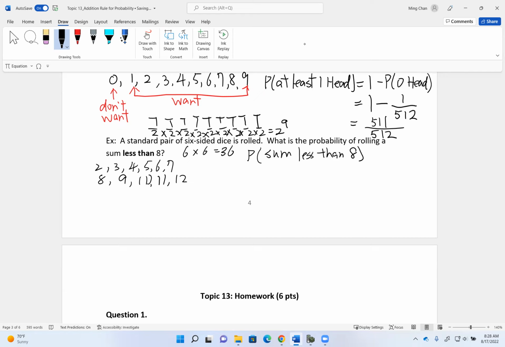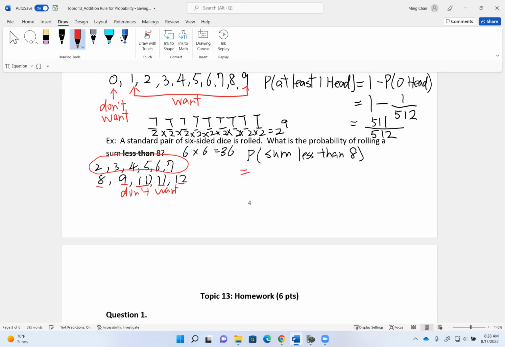What my question is asking is what's the probability of rolling a sum that's less than 8? Less than 8, so 8 is not included. All of this is what I want. What I don't want is rolling 8, 9, 10, 11, 12. So 1, 2, 3, 4, 5. There are 5 sums I don't want, and 6 sums I want. So we can figure out what I don't want and subtract from 100%.